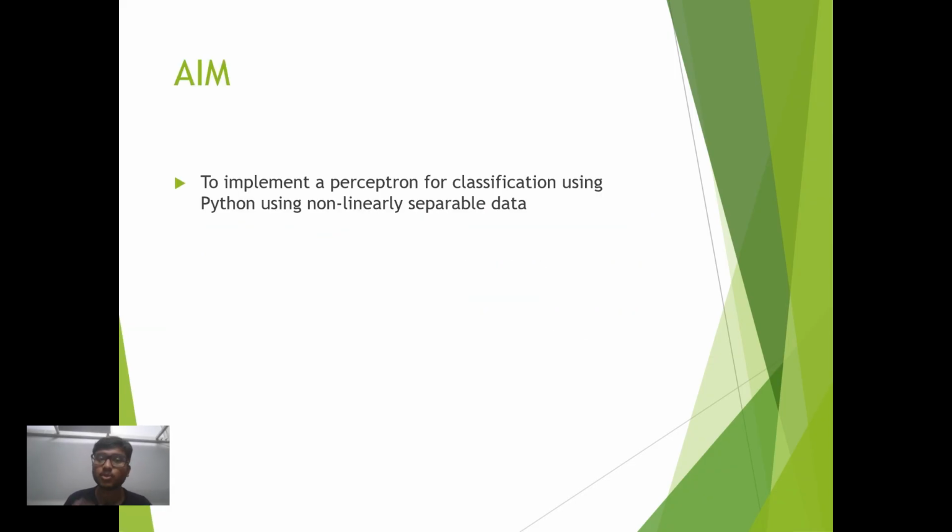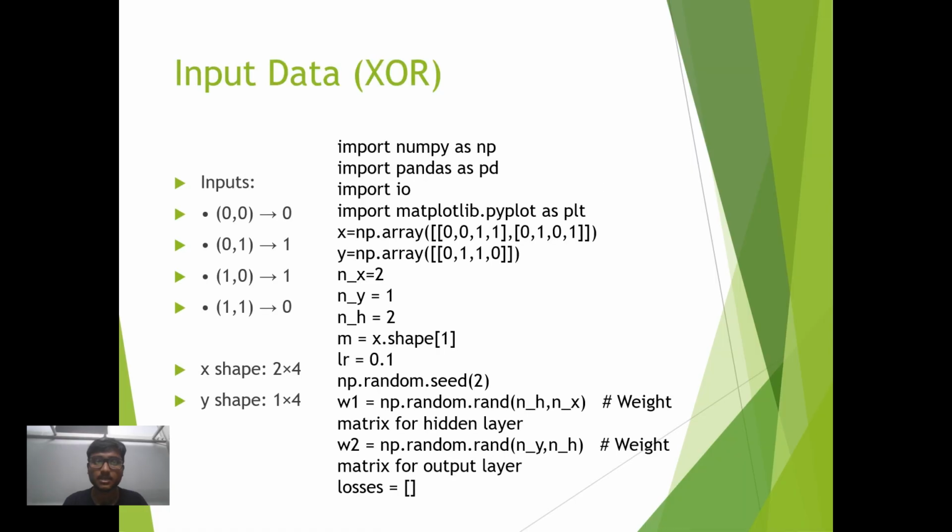Our aim is to implement a perceptron for classification using Python using non-linearly separable data. And our input data for the XOR is the truth table, which is 00 returns 0, 01 returns 1, 10 returns 1, and 11 returns 0.